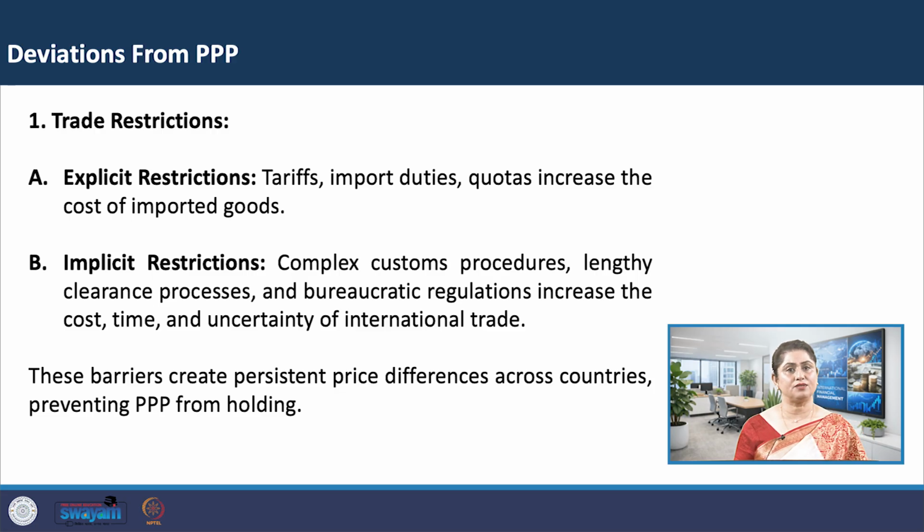Next is implicit restrictions. They are less visible but equally important barriers. They include complex customs procedures, lengthy clearance processes, bureaucratic requirements for transferring goods across borders. Now, even if there is no formal tariff, these obstacles increase the cost, time, and uncertainty of international trade, and they too create persistent price differences that prevent PPP from holding.